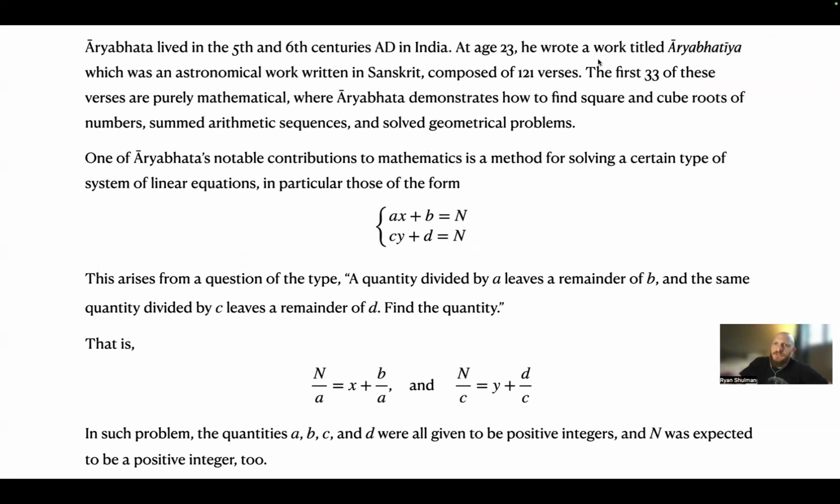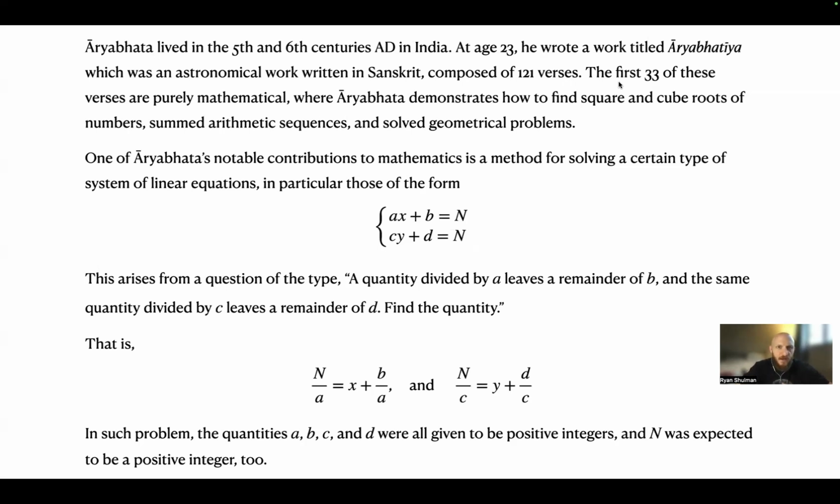So at age 23, he wrote a work titled the Aryabhatiya, which was actually an astronomical work, but of course, if it was astronomical, it involved a whole bunch of math. It was written in Sanskrit, and it was composed of 121 verses. The first 33 of these verses were purely mathematical. They weren't astronomical, purely mathematical.